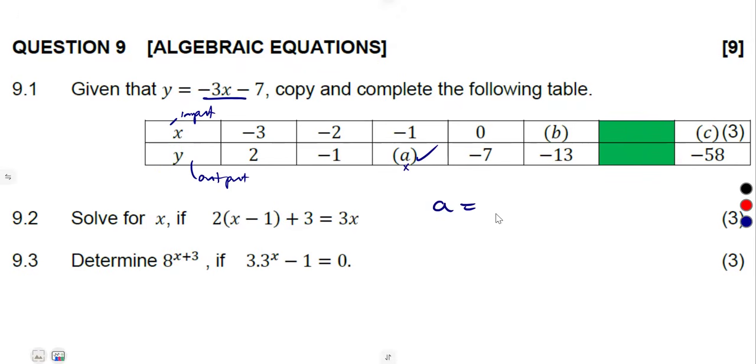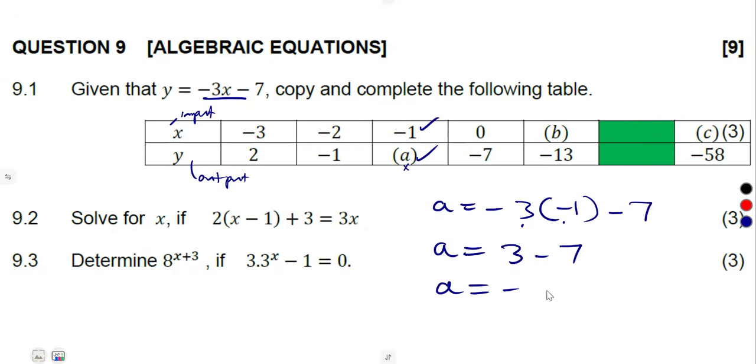Minus 3x plus 7. Minus 3, our x is what? Is minus 1. Minus 7. So A is equal to minus 3 times minus 1, which is 3. Minus 7. 3 minus 7 is minus 4. So our A there is negative 4.